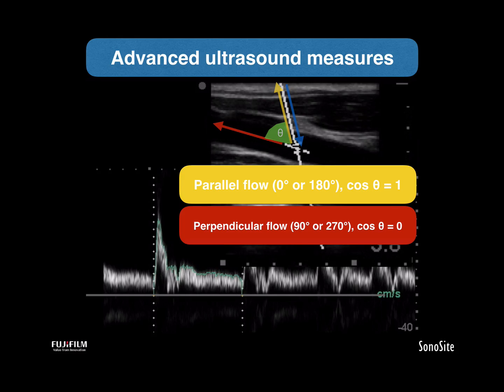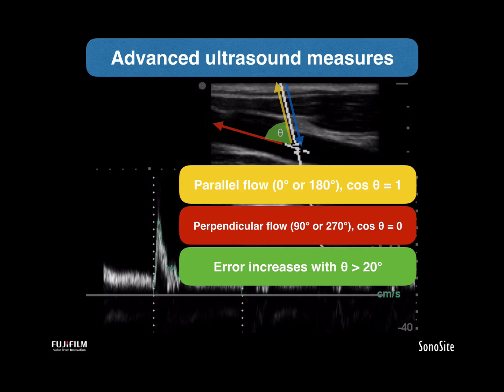This is why you want to sample at the edges, because you can reduce this angle theta and therefore get a better estimate of flow. In general, any angle greater than 20 or 30 degrees will lead to increases in error in estimation. This can be problematic because most of the vessels will run in a perpendicular fashion compared to the probe. In addition to sampling at the edges, you can also angle the probe to image the vessel in a less perpendicular position. However, in daily practice, it is often difficult to reduce this inclination angle below 20 degrees.